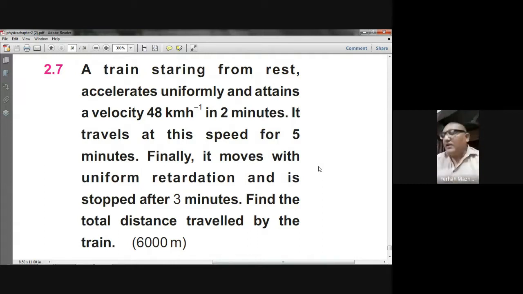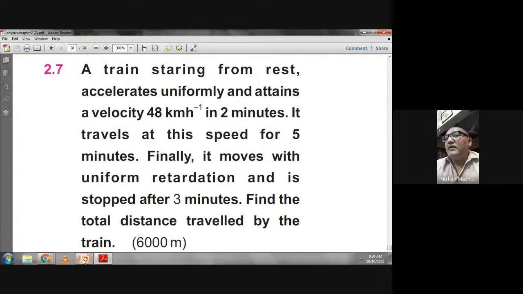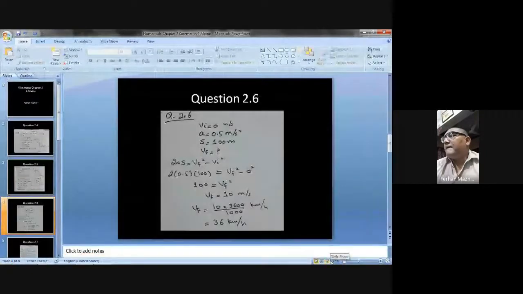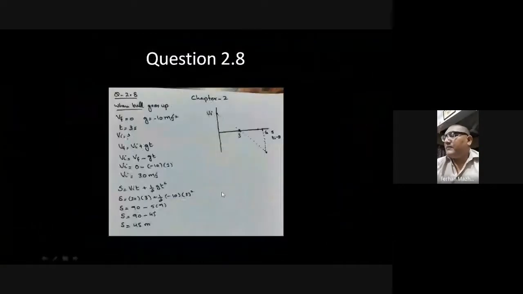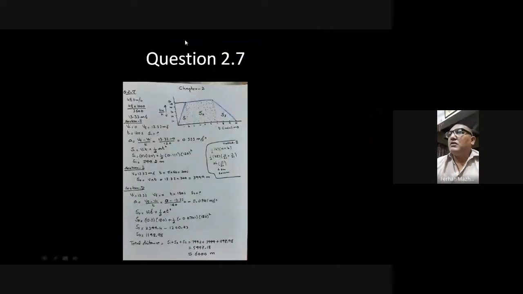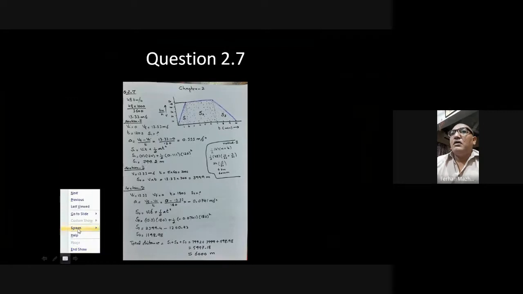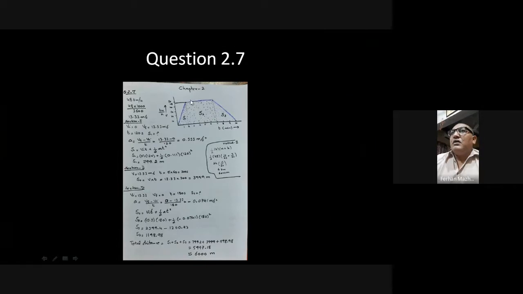Try to understand. Let me show you, then it will be easier for you to understand. Where is that? You see this? Can you see this?